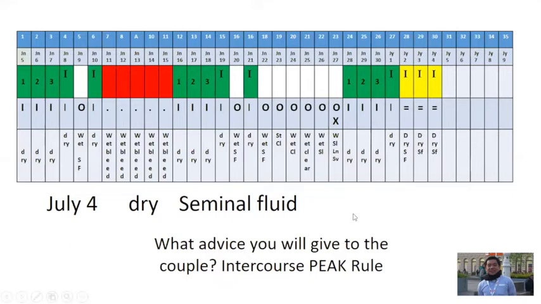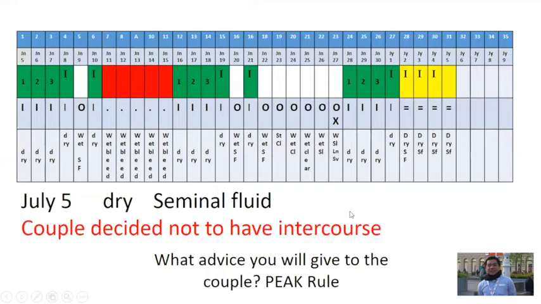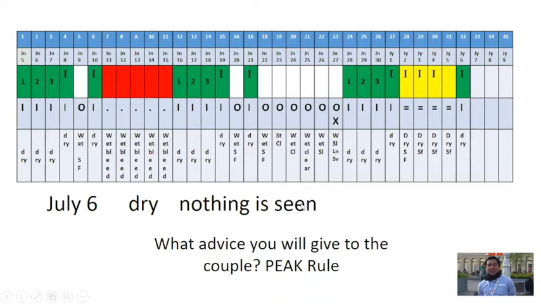Now, July 4, there is again an intercourse. Of course, on July 5 there will be seminal fluid. That's why the symbol is equal or yellow. But look at July 5. The couple is very, very tired, and the couple decided not to have intercourse on July 5. If there is no intercourse on July 5, the following day, July 6, there will be no seminal fluid because there was no intercourse on July 5. So what happens now on July 6? July 6, dry. Okay.